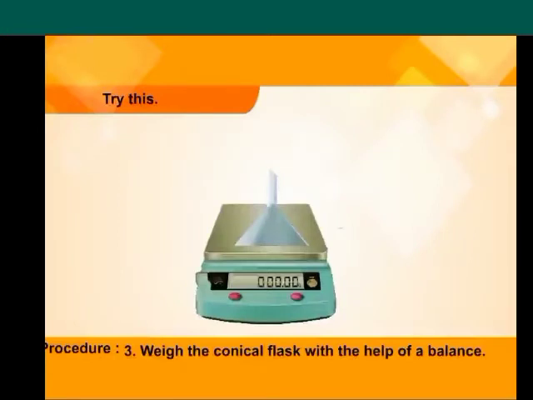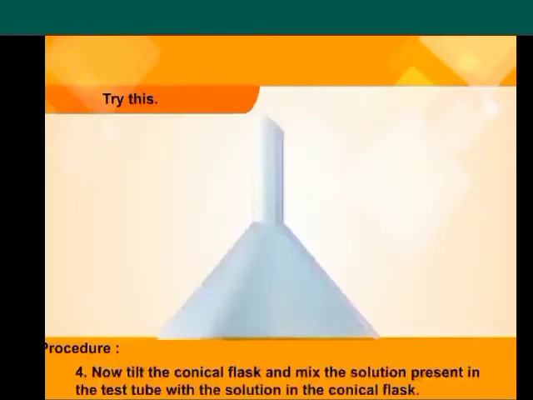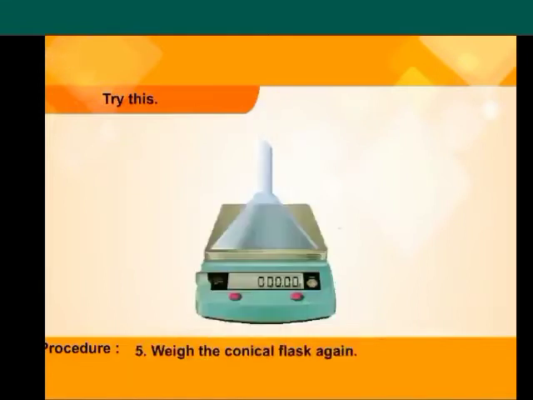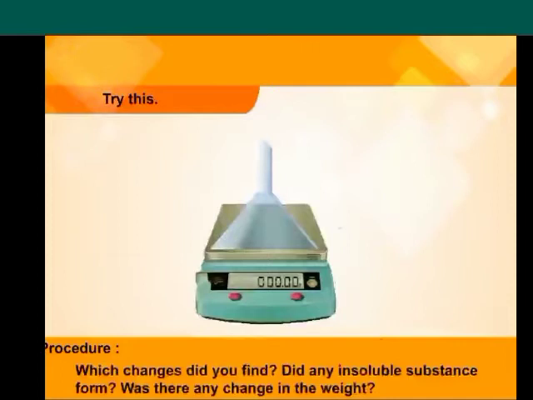Point number 3. Weigh the conical flask with the help of a balance. Point number 4. Now tilt the conical flask and mix the solution present in the test tube with the solution in the conical flask. Point number 5. Weigh the conical flask again. Which changes do you find? Did any insoluble substance form? Was there any change in the weight?